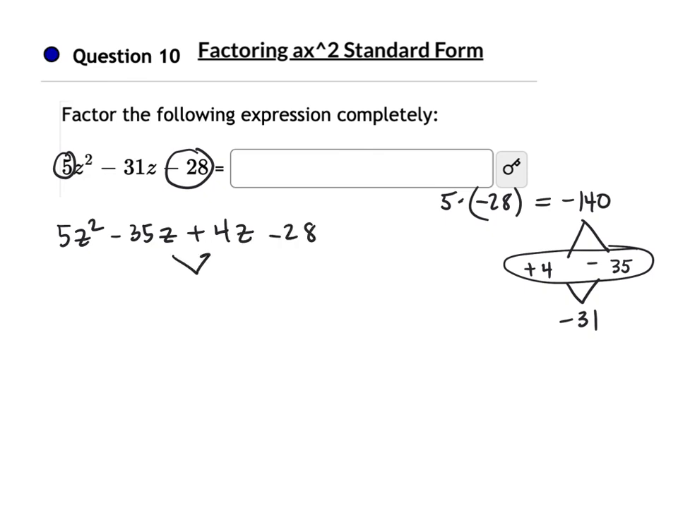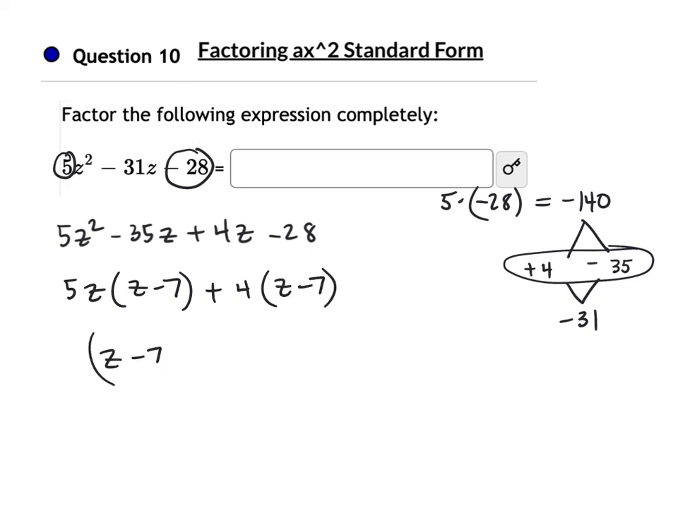And if you want to switch these two around the order, it makes no difference. Your answer just ends up being flipped. That's the only difference. Like instead of x plus 3 times x plus 2, it's x plus 2 times x plus 3. So still the same thing. First two have a 5z in them times z minus 7. The last two have a 4 in them times z minus 7. Pull out that z minus 7 from both terms and you're left with 5z plus 4.